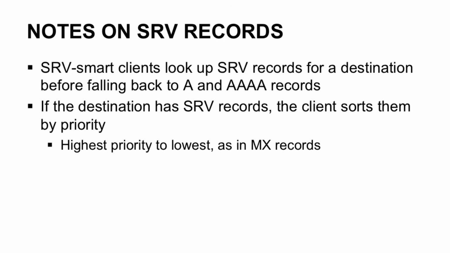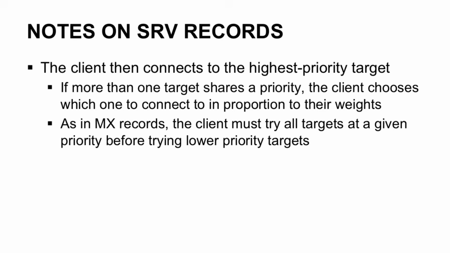How are all those fields used? An SRV-smart client would look up SRV records for a destination before looking up simple A or AAAA records. If it found SRV records, it would sort them according to priority, highest priority to lowest, just like MX records. It would then try connecting to the highest priority target on the port specified. And if it found more than one SRV record at the same priority, it would connect to the targets in proportion to their weight fields.